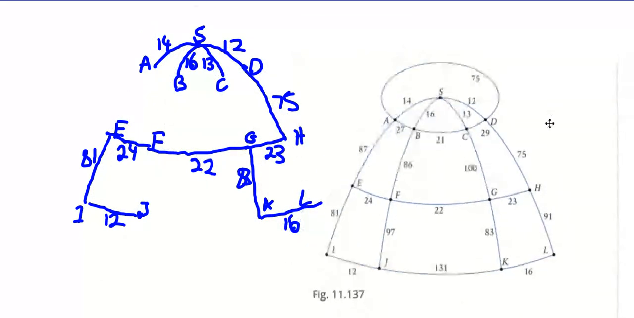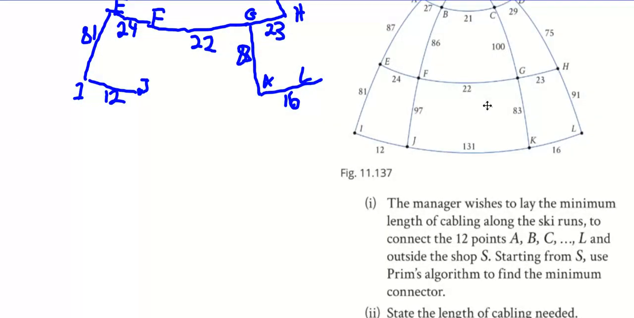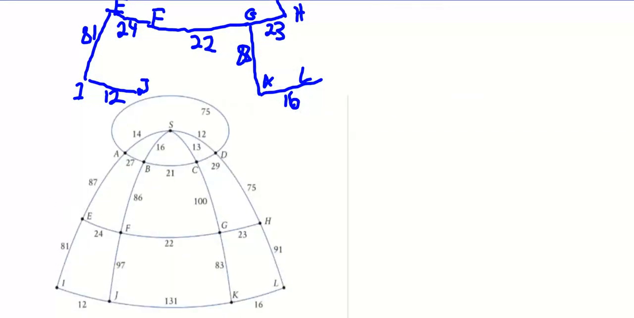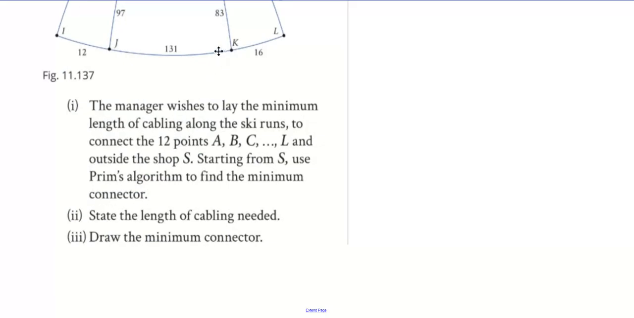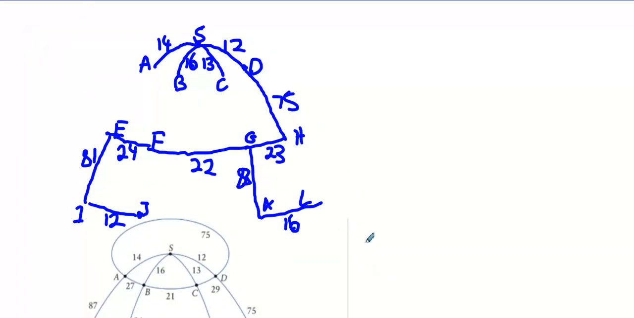I've pulled my question away, and you guys can't do that. You guys have to draw it yourselves, don't you? To the best of your ability. All right. Now, done. Find the state the length of cable needed. So I'm going to add up all these, aren't I? What do you get? So we add all these up, and we get 391. Yes, we do. 391.